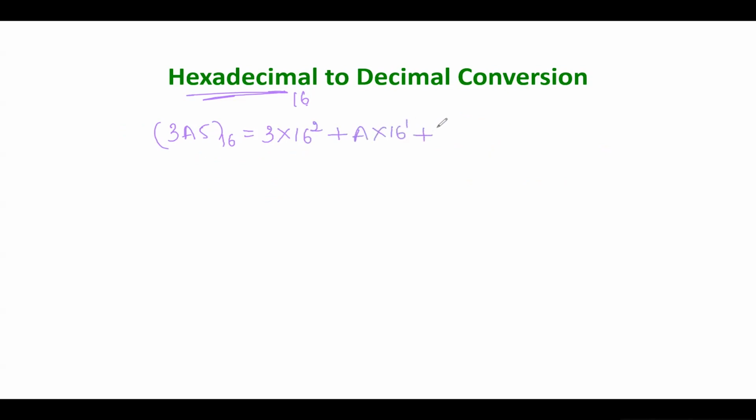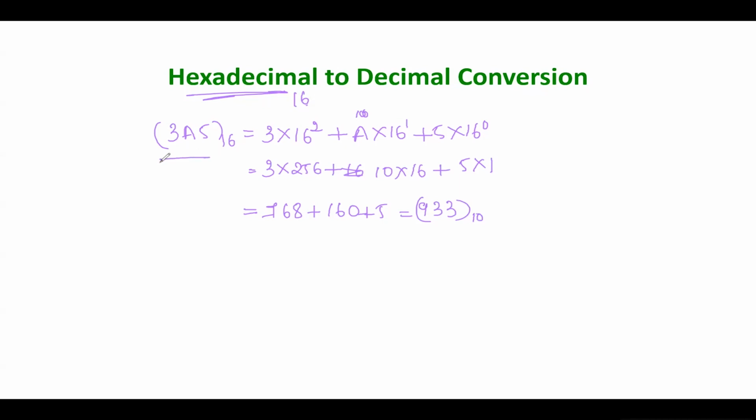plus A into 16 to the power 1 plus 5 into 16 to the power 0, which is nothing but 3 into, now 16 squared is nothing but 256, plus, now A here is nothing but 10. So 10 into 16 is nothing but 160. I will write it in this way, 10 into 16 plus 5 into 1. Now further simplifying, we will get 768 plus 160 plus 5. If you add all this, you will get 933 to the base 10.